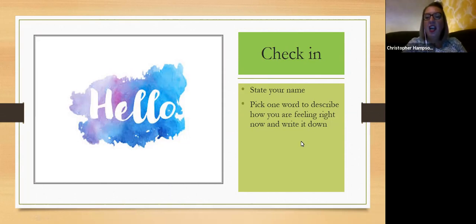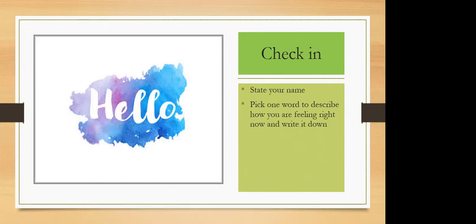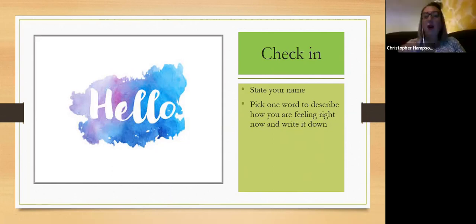Does everybody know where the chat is? If you don't, just turn your mic on and I can tell you where it is. Where is it, please? It's on the bottom where you press participants. If you click on that, it should come up and you'll be able to type on the right hand side.